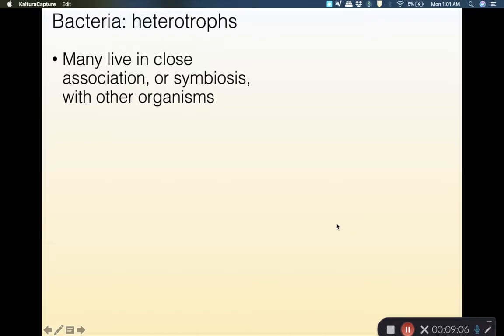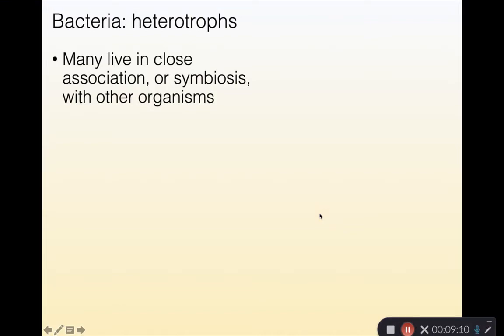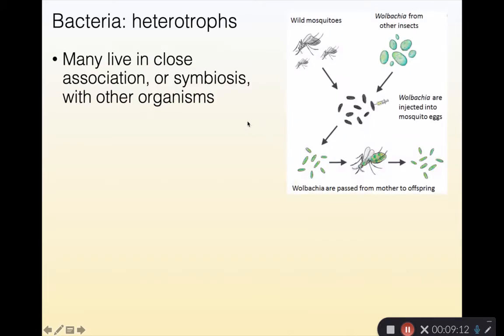Another type of heterotroph are those that live in symbiosis with other organisms. For example, there is a famous bacteria called Wolbachia that, when it's introduced into wild mosquito populations, actually decreases the amount of dengue virus that can be transmitted by mosquitoes. Dengue being a very important tropical disease passed on by mosquitoes.